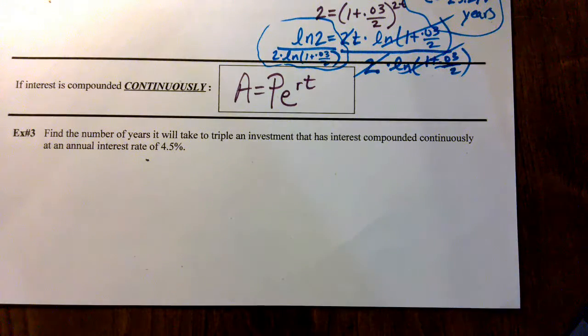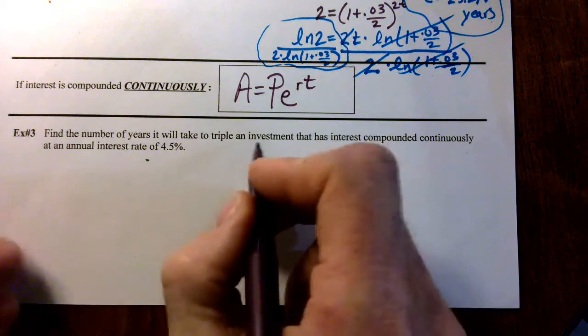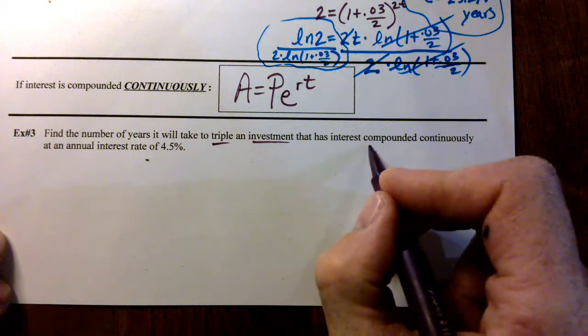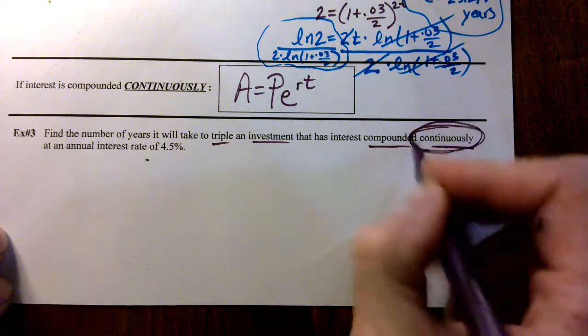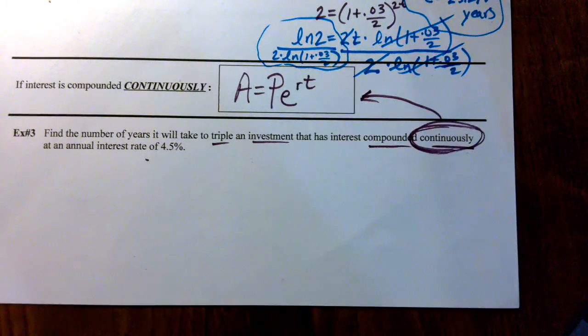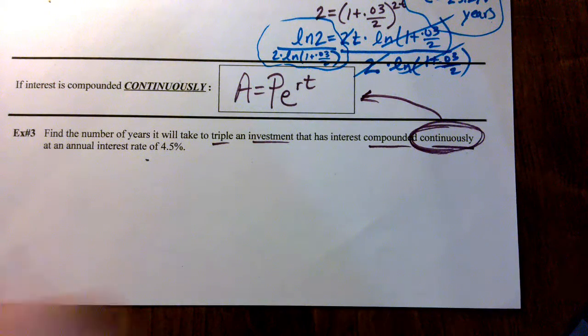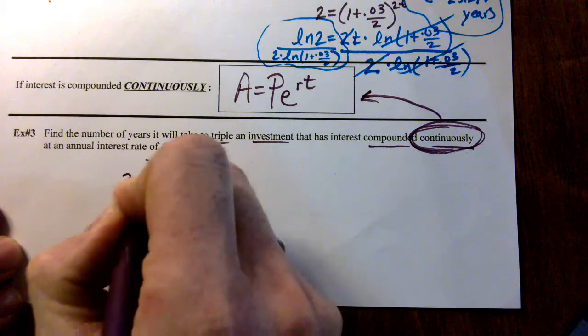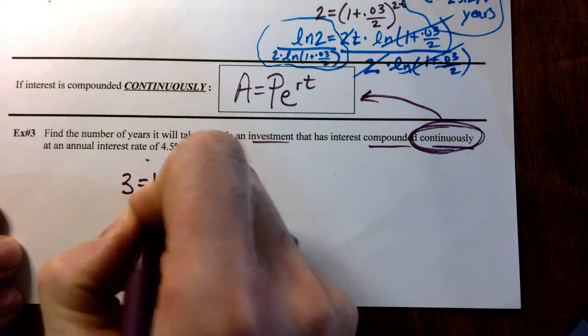So A = Pe^(rt), we use that. Okay, so find the number of years it will take to triple an investment that has interest compounded continuously. As soon as you see continuously, you're going to be using this formula right there. So find the number of years it will take. So once again, we're tripling, so we are going to do this right off the bat. I'm just going to say 3, and I'm going to say 1.